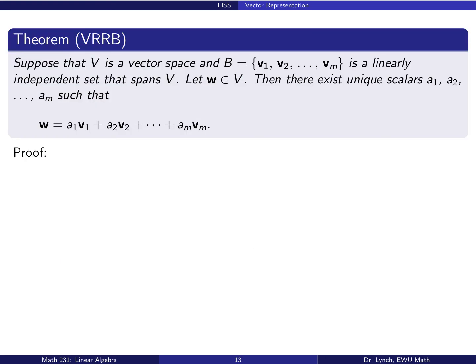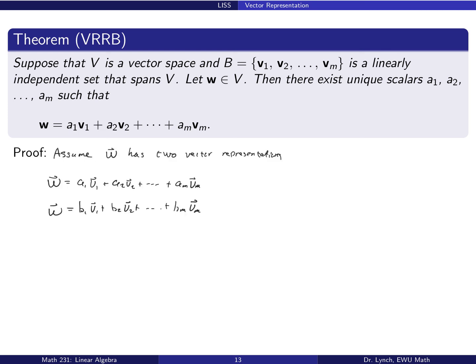Okay, so it turns out that when B is a linearly independent set that spans a vector space V, and W is any element of V, then the vector representation is unique. To prove this, and this is a pretty cool proof, what we do is assume that there are two such vector representations and then show that they're the same. So here are those two vector representations. Maybe W has a vector representation with the A's, and W has a vector representation with the B's.